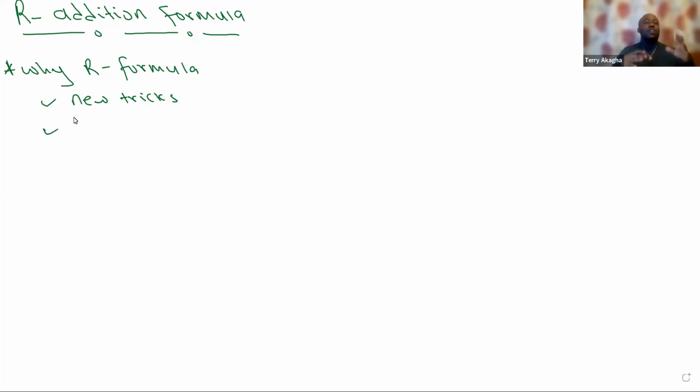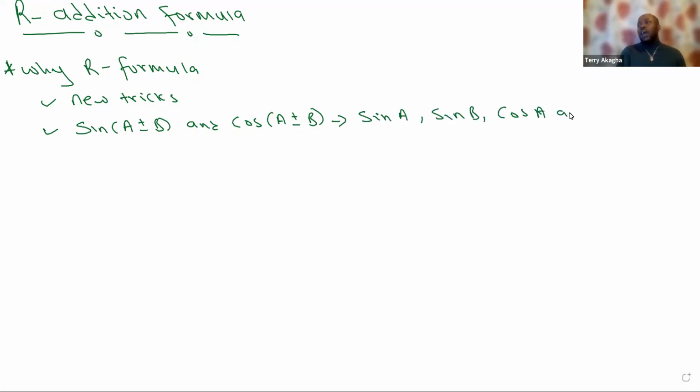The second thing is that, in the double angle formula and addition formula section, I showed you how to split sine A plus or minus B and cos A plus or minus B into separate sine A, sine B, cos A, and cos B terms. So basically, we're trying to use the R formula to split this into separate terms of sine A, sine B, cos A, and cos B.